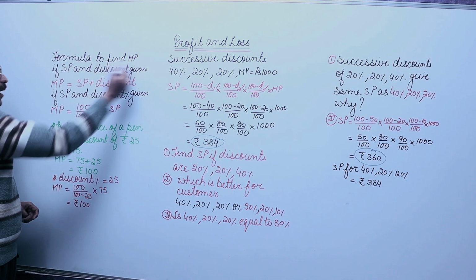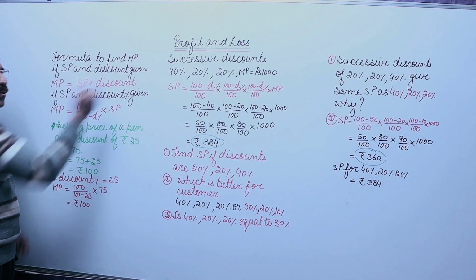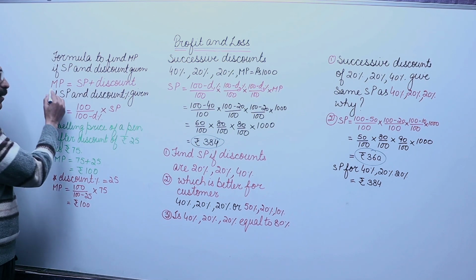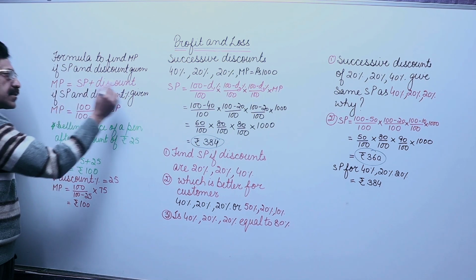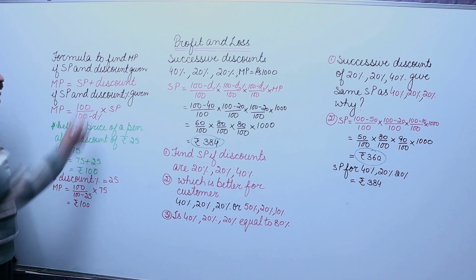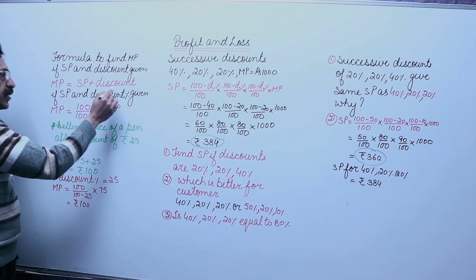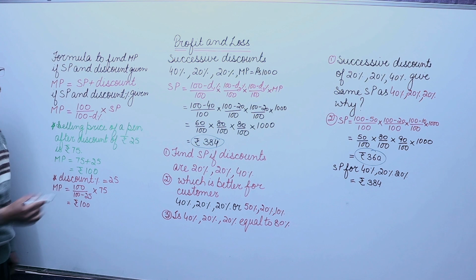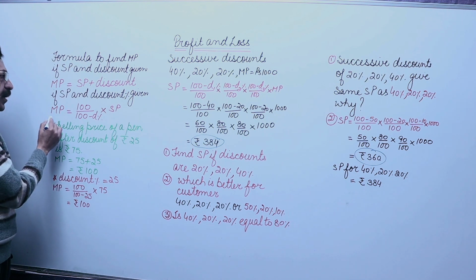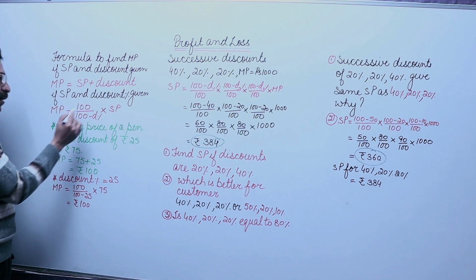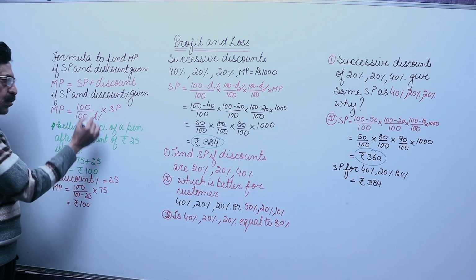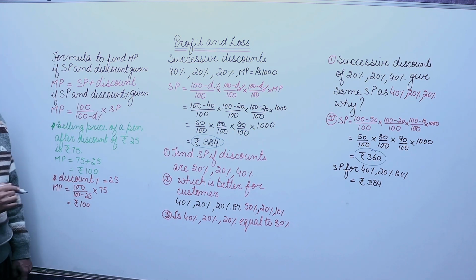Formula to find marked price if selling price and discount are given. Marked price is equal to selling price plus discount. But if in place of discount, discount percent is given, then the formula is marked price is equal to 100 over 100 minus discount percent into selling price.